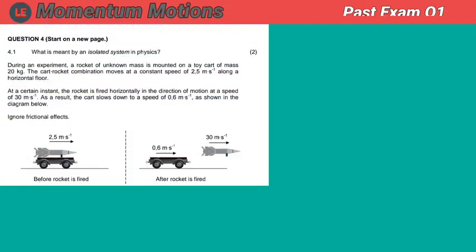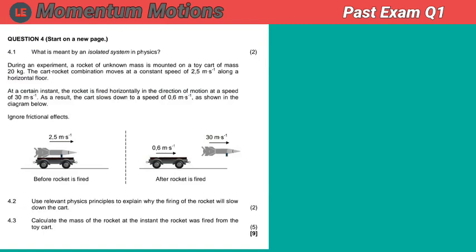This sample question from an exam paper is about the momentum section under physics. As you see on the sketch, a toy cart is held together with a rocket on top, and they are together moving to the right at a constant speed of 2.5 meters per second. The mass of the toy cart is 20 kilograms, but the mass of the rocket is not given; that is unknown. We ignore the frictional effects on this movement.